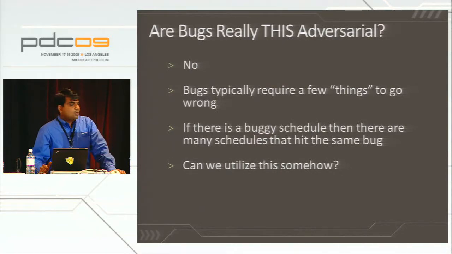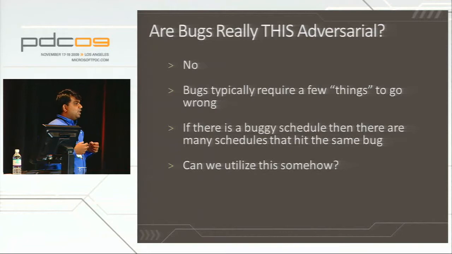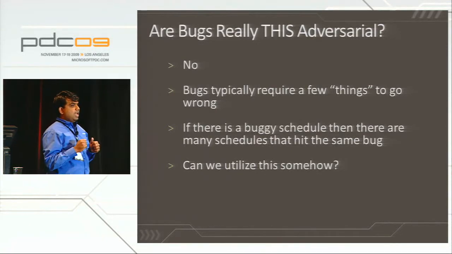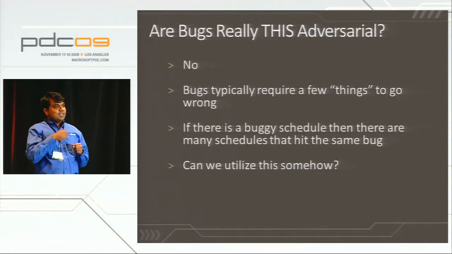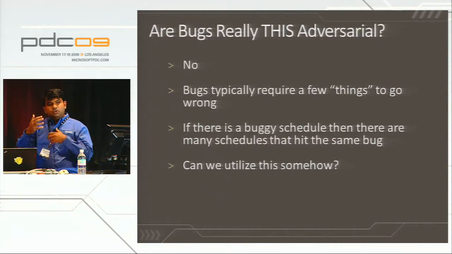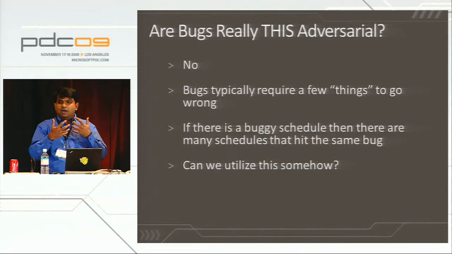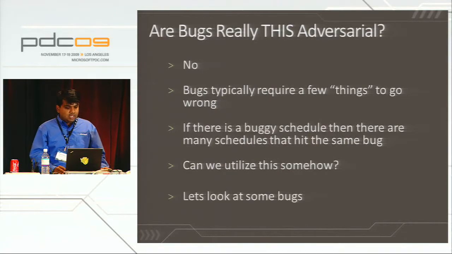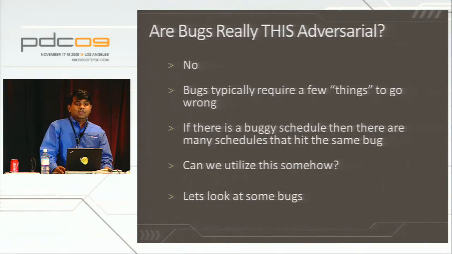The main insight is that bugs typically require only a few things to go wrong. If there is one schedule that finds a bug, there are probably many schedules that find the bug, and your algorithm has to somehow make use of this fact. So let's look at some bugs to see how we can use this.